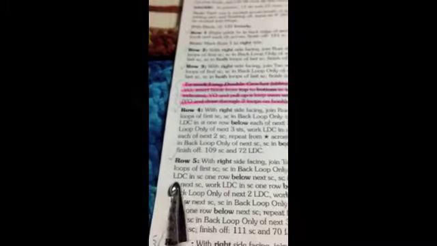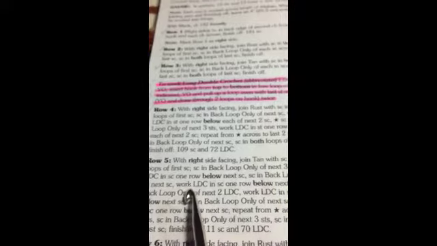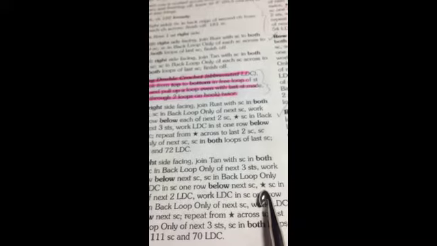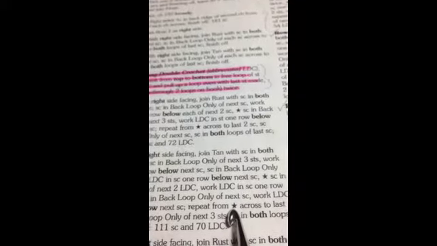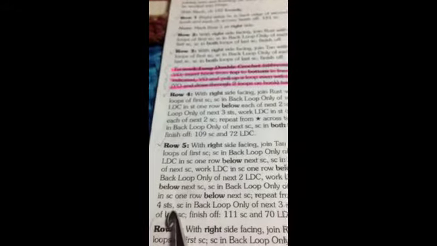And then it says work long double crochet in single crochet 1 row below next single crochet, comma, that's another stitch, single crochet in back loop only of next stitch, comma, that's another stitch, work long double crochet in single crochet 1 row below next single crochet, comma, that's another stitch. And then you have an asterisk. They use asterisks or stars, and from this asterisk to this asterisk, that is a set of instructions that you are going to repeat across to the last 4 stitches.